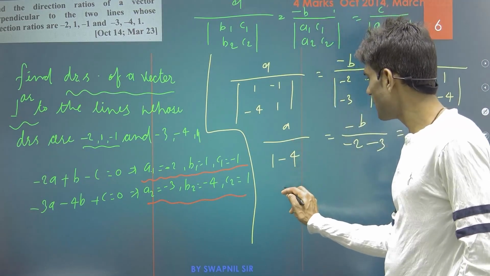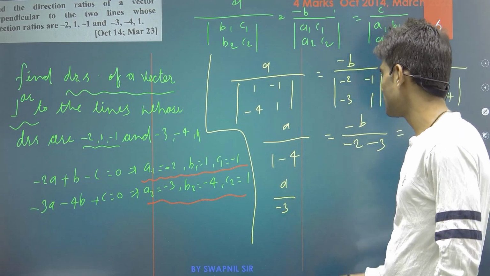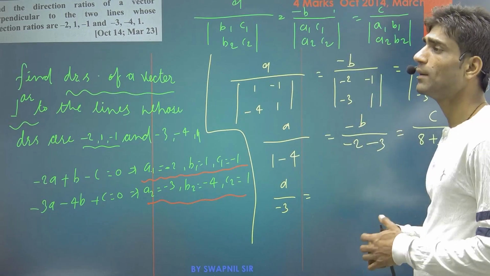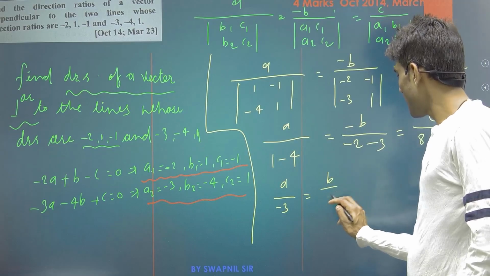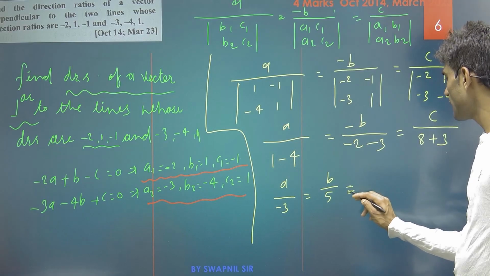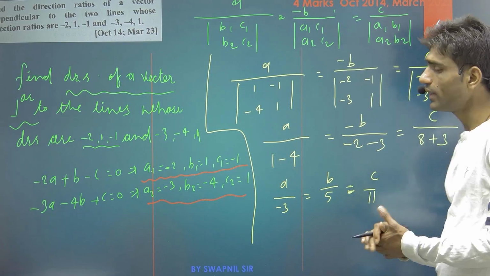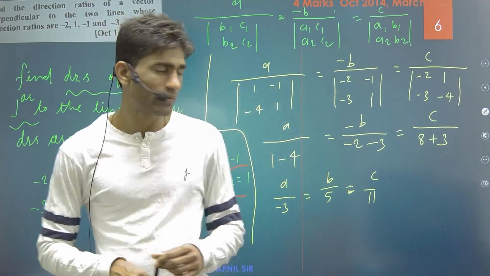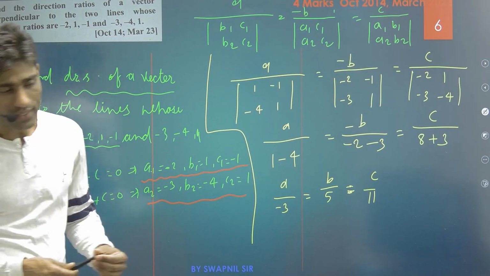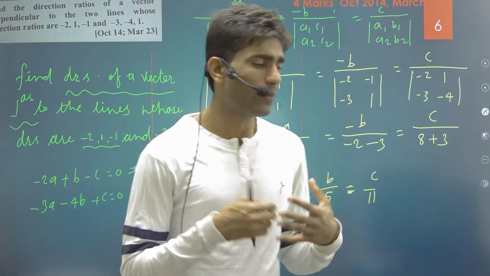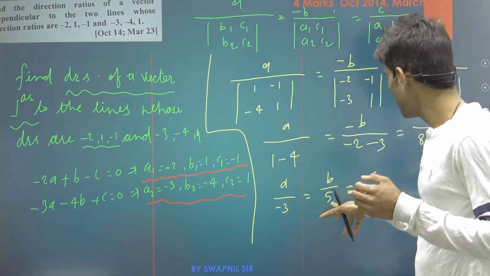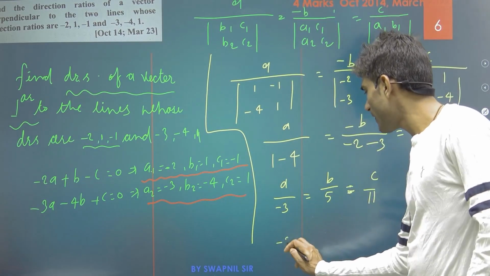So we can write A upon 1 minus 4 as minus 3, minus B upon minus 2 minus 3, which gives us minus 5. So minus B upon minus 5, so we can write B upon 5 here. Similarly, C upon 8 plus 3, we write C upon 11. These all are the values we have here: minus 3, 5 and 11. A upon minus 3, B upon 5 and C upon 11, which are the required direction ratios.